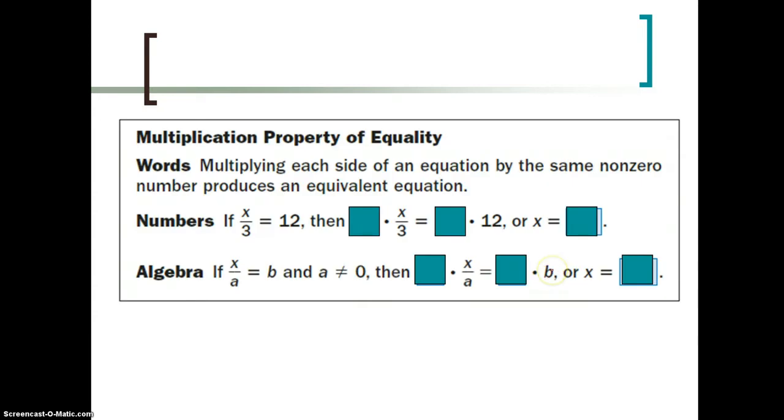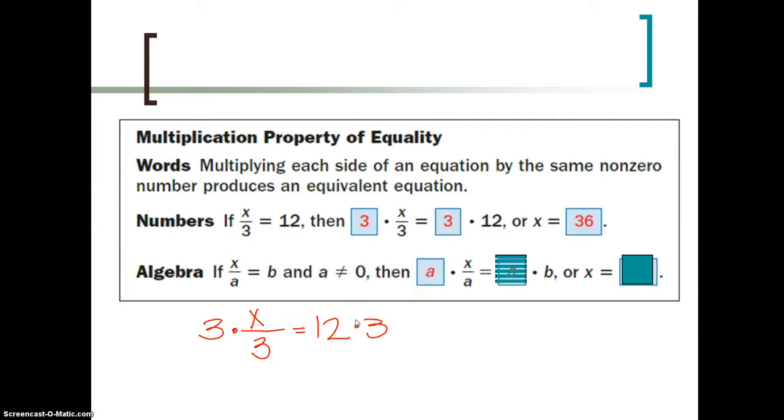The multiplication property of equality says multiplying each side of an equation by the same non-zero number produces an equivalent equation. So this time we have a variable divided, that's what the fraction bar means, by 3. Well, to get rid of the dividing by 3, we would multiply by 3 on both sides. 12 times 3 is 36.